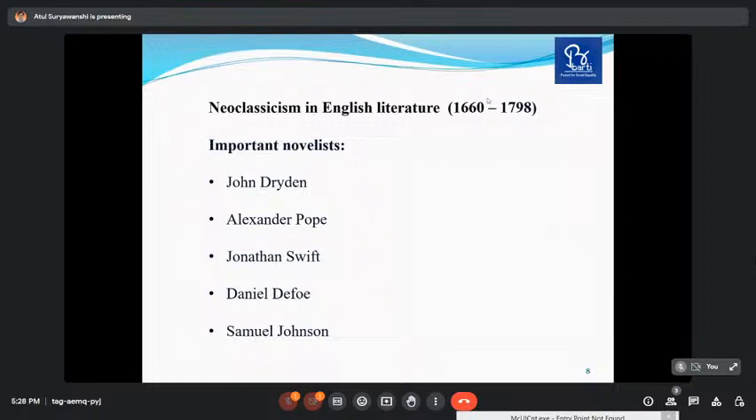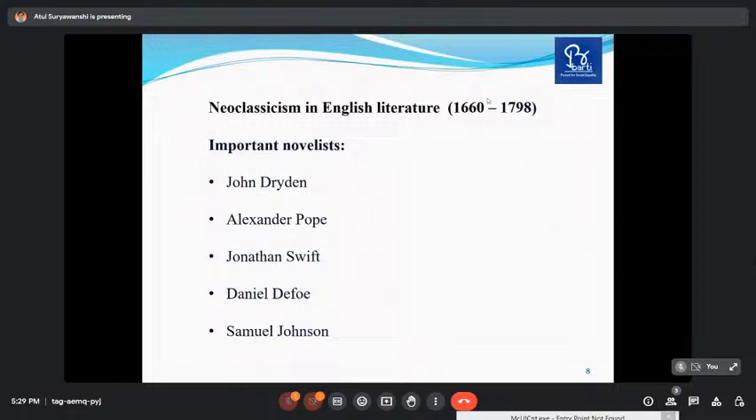Jonathan Swift is a great satirist. Daniel Defoe, as I told you, is quite famous in literature for writing the very first novel in English, entitled Robinson Crusoe. And Dr. Samuel Johnson is known for publishing his popular dictionary of the English language in 1755. So these are the select prominent figures during neoclassicism in English literature.